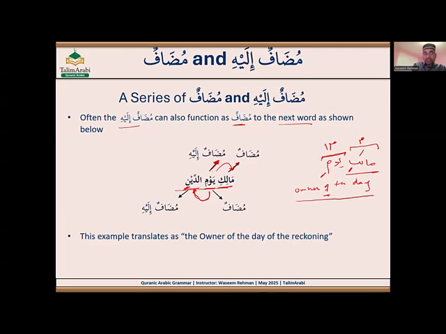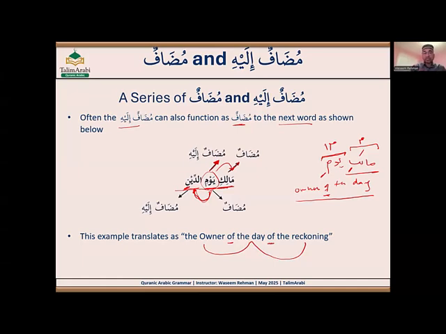So a word in jar status comes after, and the word before is light and has no al. Then we know based on grammar that it's a mudaf as well. Same rule that we applied on maliki is being applied on yaumi, because yaumi is also light and does not have an al. And the word coming after it is in jar status, so ad-dini is a mudafun ilayhi. That's why it's a chain of mudaf and mudafun ilayhi. So: the owner of the day of the judgment or the reckoning. Maliki yawmid dini. Owner of the day of the judgment.